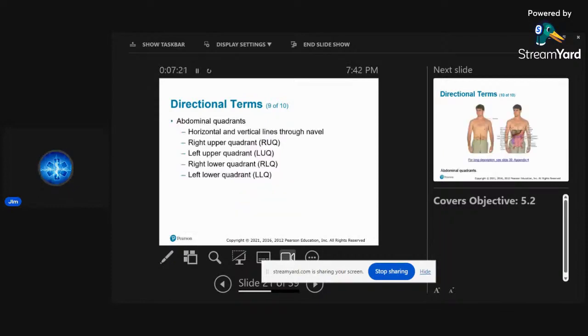Directional terms, abdominal quadrants. We have four, right? Quadrant means four. Horizontal and vertical lines through the navel. So the navel is your center point for your quadrants. So you've got right upper, right lower, left upper, and left lower quadrant. We use these to describe pain, abdominal pain, like a patient complaining of a 9 out of 10 left upper quadrant pain.